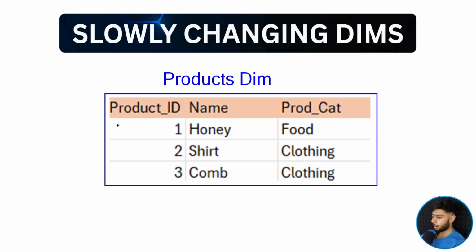So currently your organization has product ID 1 and the name of the product is honey. Then 2, this is shirt. Then 3, this is com. In future, let's say they change the category of this particular product and put, let's say, merchandise. Maybe they just change the name of this honey. They just added pure honey, 100% pure honey, extracted from, I don't know.